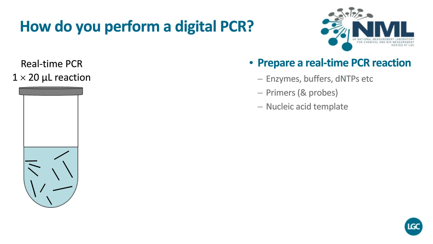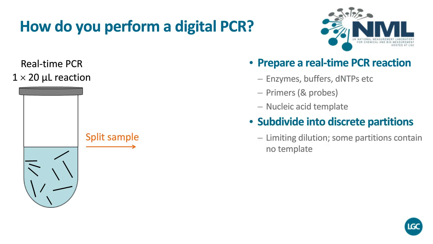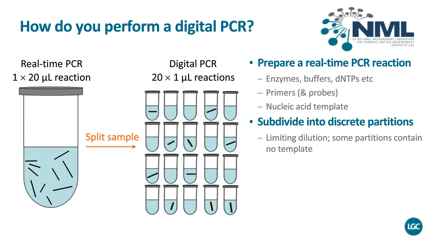But instead of putting this reaction into the cycle, you do an extra step. And this is where you split that sample into discrete partitions. It's often referred to as a limiting dilution. And the key here is that some of those partitions do not contain the templates. So in the schematic here, rather than having one 20 microliter reaction, I'm showing you 21 microliter reactions. And we can see that each of those black lines that represents a DNA molecule has gone into its own reaction, and some of them are empty.